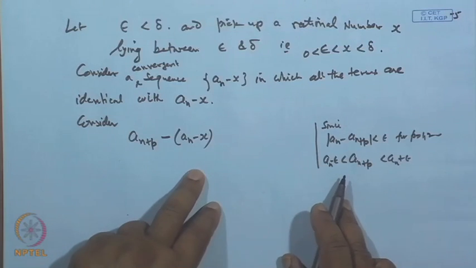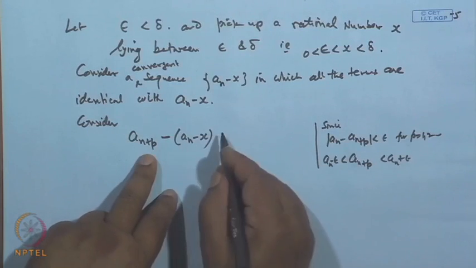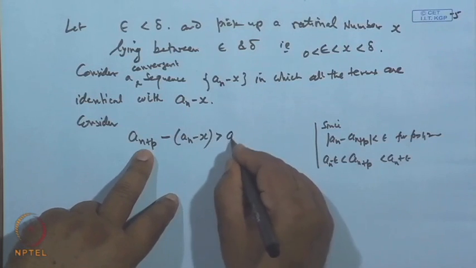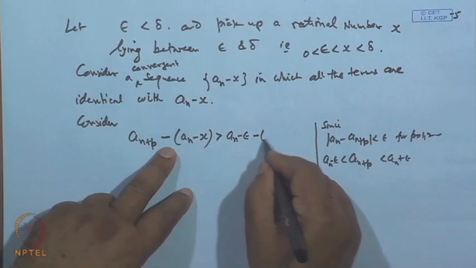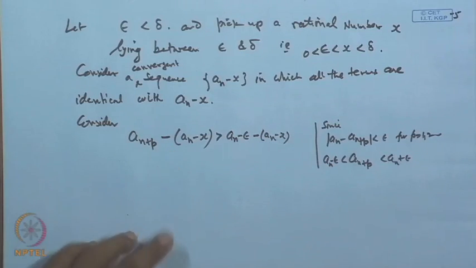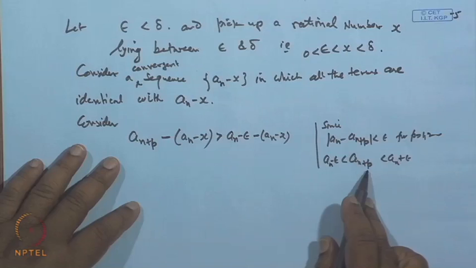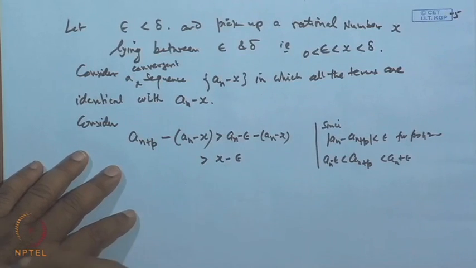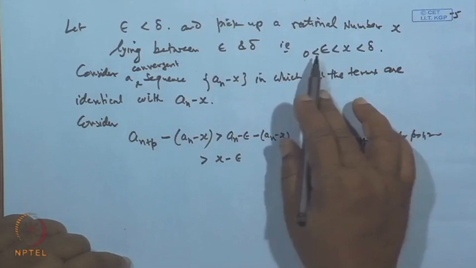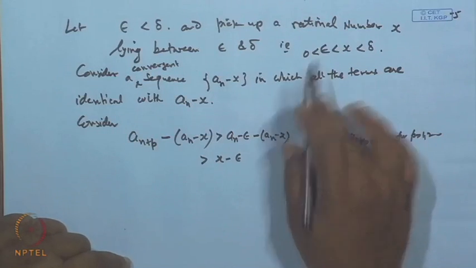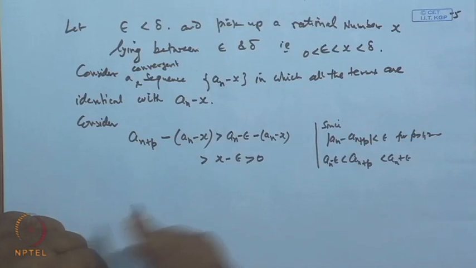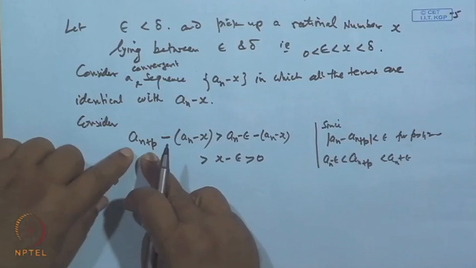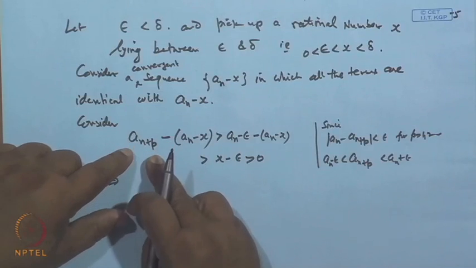So, if I want this number, then we can say a_(n+p) is greater than a_n minus epsilon minus of a_n minus x. Just substitute here, is it not? So, from here we get this is greater than x minus epsilon, but x lying between 0 and delta is greater than epsilon. So, this is basically positive. So, this implies that the sequence a_(n+p) is a convergent sequence which represents the number a.